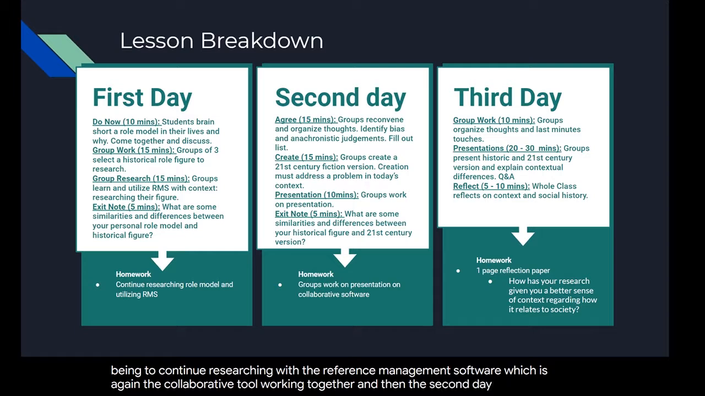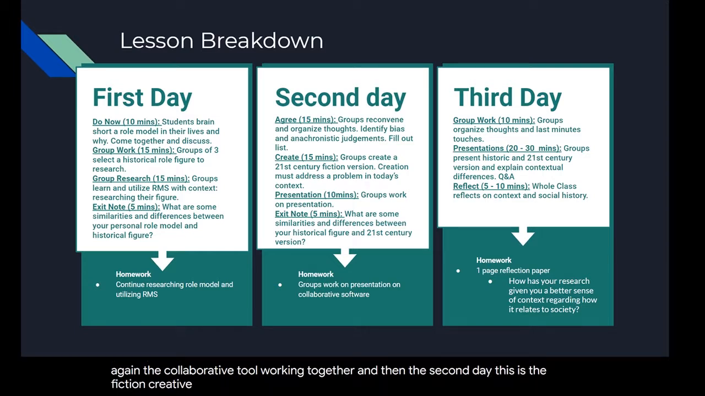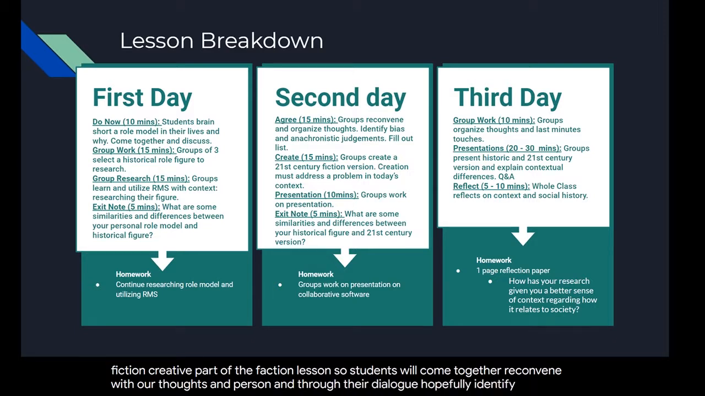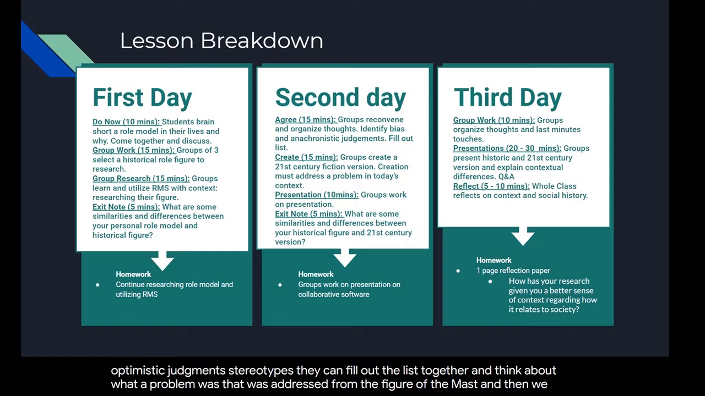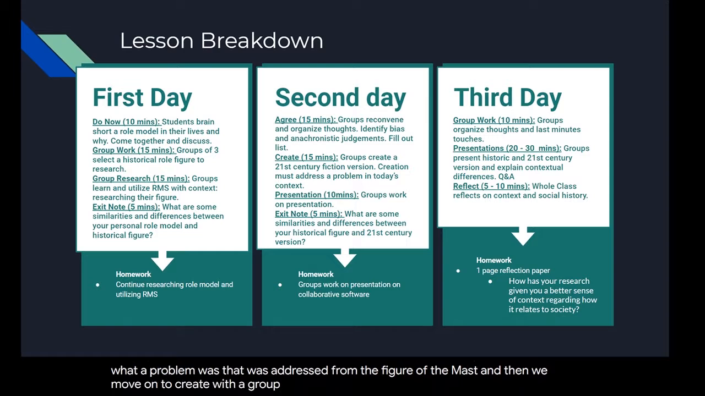And then the second day, this is the fiction creative part of the faction lesson. So students will come together, reconvene with their thoughts in person, and through their dialogue, hopefully identify bias, anachronistic judgments, stereotypes, and they can fill out the list together and think about what a problem was that was addressed from the figure in the past. And then we move on to create, with the same groups, the 21st century fiction version that addresses a problem today.